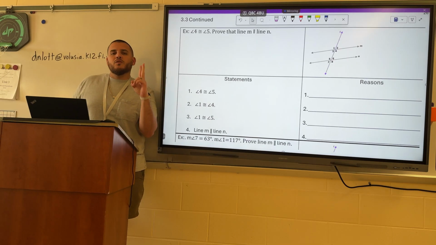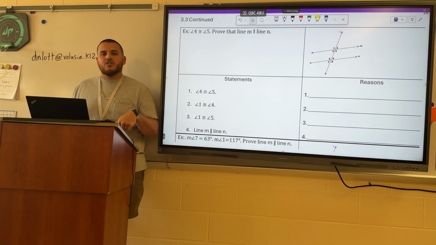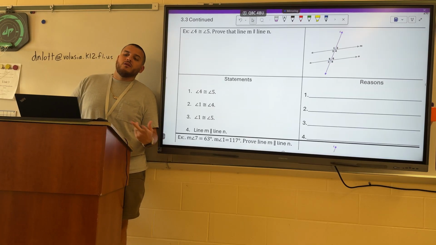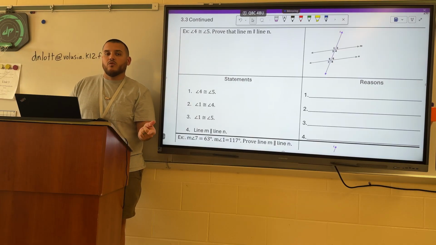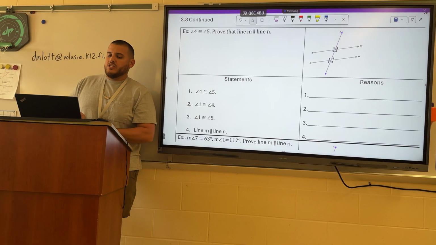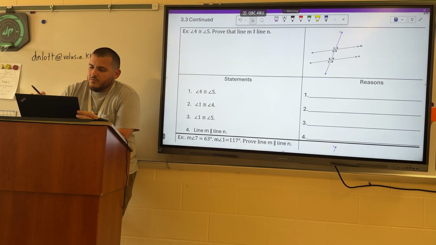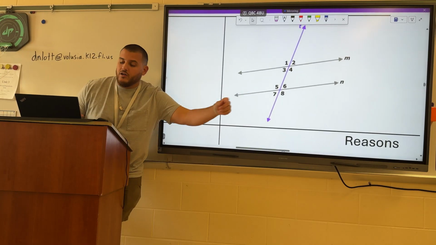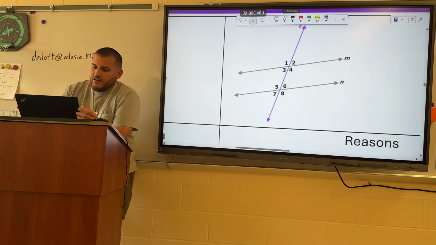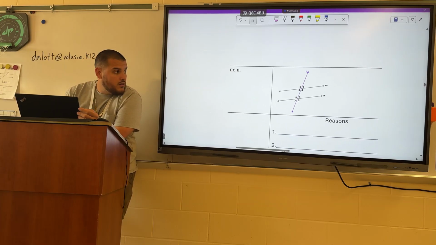So in our first two proofs, we were given that lines were parallel, and we used that information to find the measure of angles. What we're going to do now is the opposite of that. We're going to know some information about angles, and we're going to use that to prove that lines are parallel to each other. So it says angle 4 is congruent to angle 5. Let me show you where those are on our figure here. 4 and 5 are congruent to each other in our example.